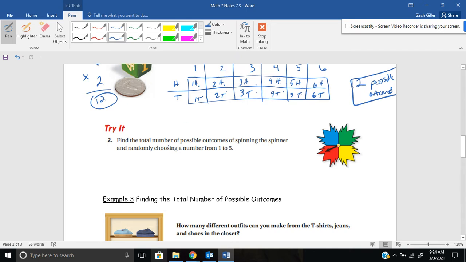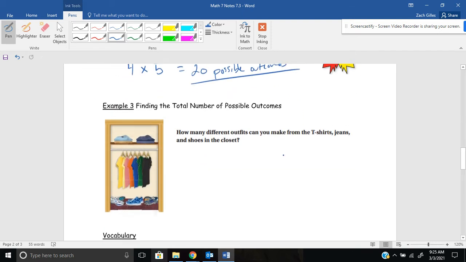Okay, for the try it, it says find the total number of possible outcomes of spinning the spinner. So I've got 1, 2, 3, 4 different possible outcomes there, times randomly choosing a number 1 to 5. Well, there's 5 numbers there, so 4 times 5 would be 20 possible outcomes for the try it problem there. Alrighty, let's move on. If you have questions on that, please let me know.